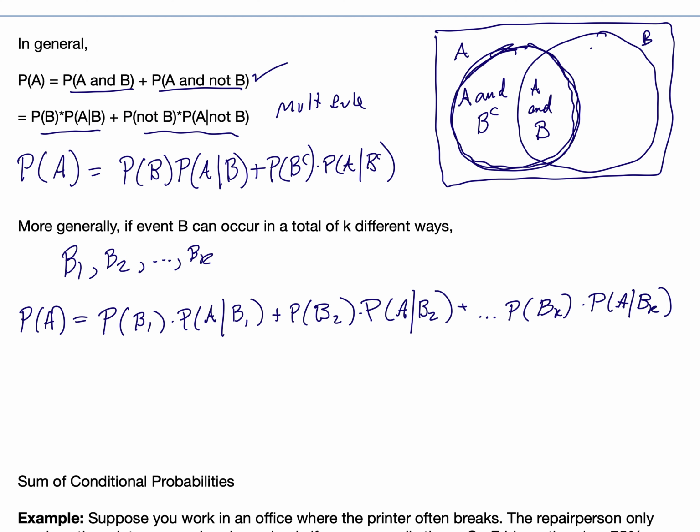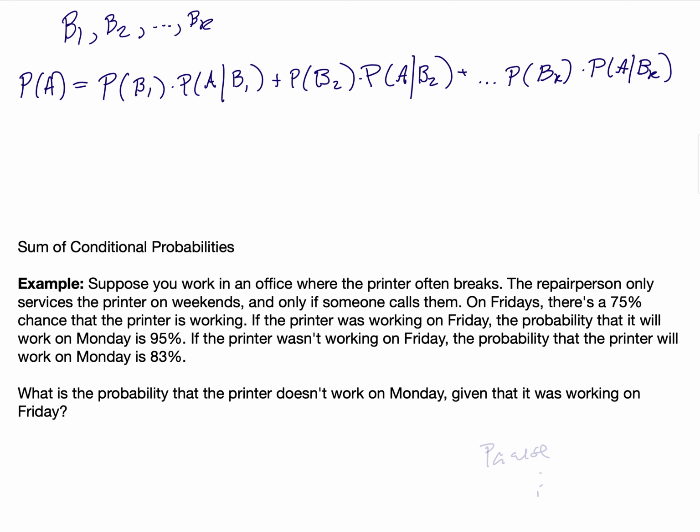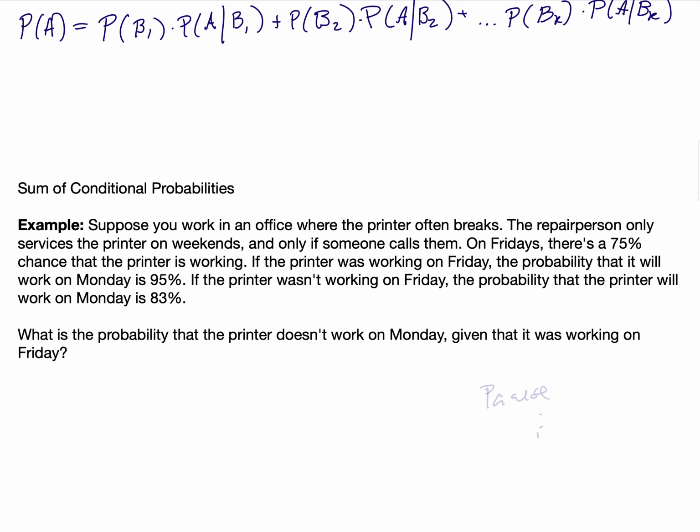All right, let's use the same example to motivate another relationship between conditional probabilities. So sticking with that same example of this office, where on Fridays there's a 75% chance that the printer is working. If the printer works on Friday, the probability that it will work on Monday is 95%. If the printer wasn't working on Friday, the probability that the printer will work on Monday is 83%. So I'd like you to find what is the probability that the printer doesn't work on Monday, given that it was working on Friday. So this is a slightly easier problem, but try that out and we'll talk about it in a second.